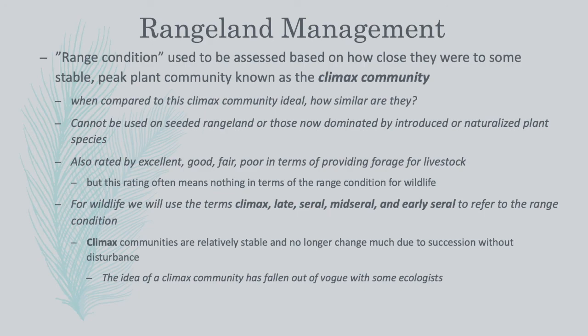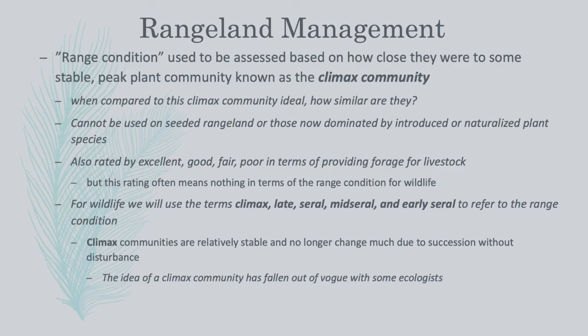So there's been a move to kind of go away from those terms for livestock forage and put it in a wildlife context. So we're going to use these terms climax community still, late, mid-seral, and early seral stages, right, to refer to the range condition. So as I said, these climax communities are relatively stable. They no longer change much. So that's sort of your end point of succession.